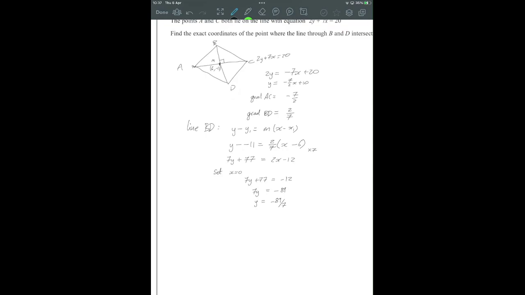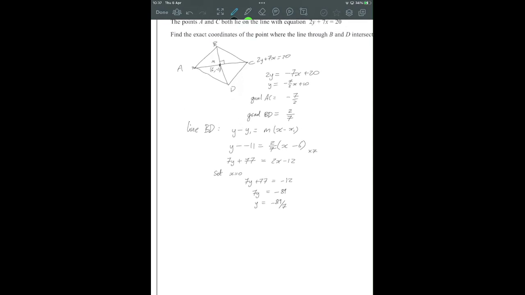Now, there's a couple of things which I'm kind of worried about. First, let's finish the question, then we'll worry about those things. So find the exact coordinate. So it wants it as a coordinate. The x coordinate is 0. We've spotted that already. And that's our y coordinate.